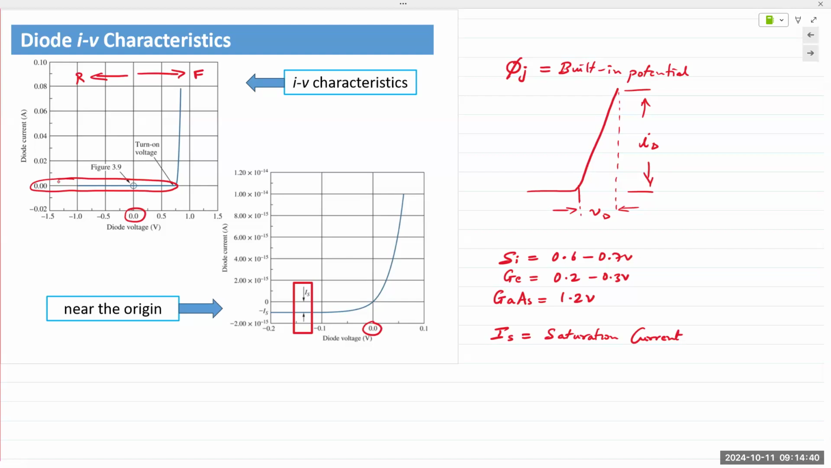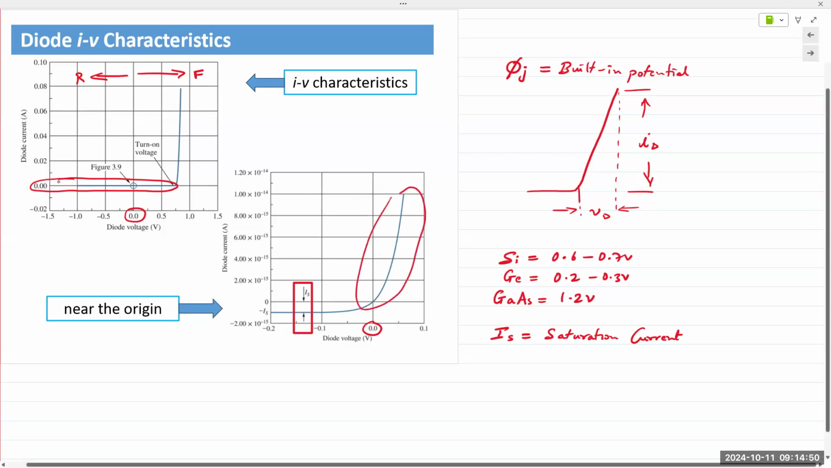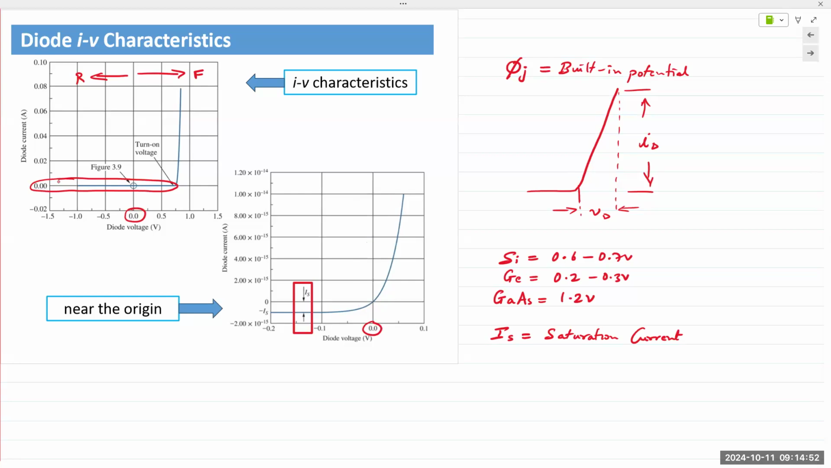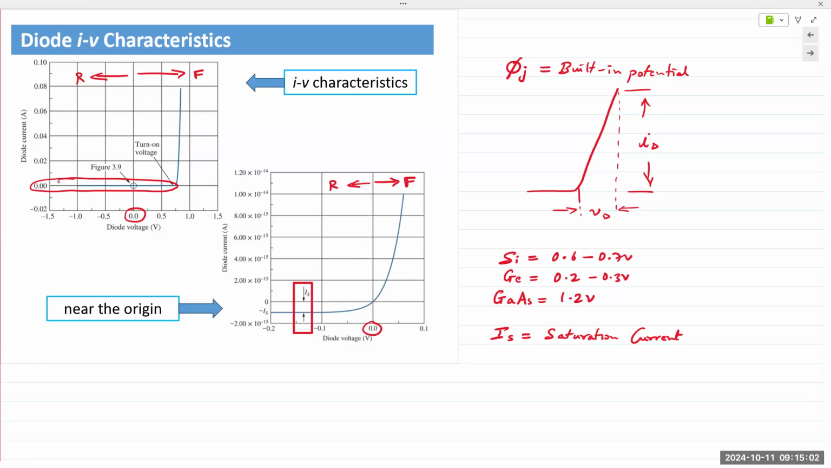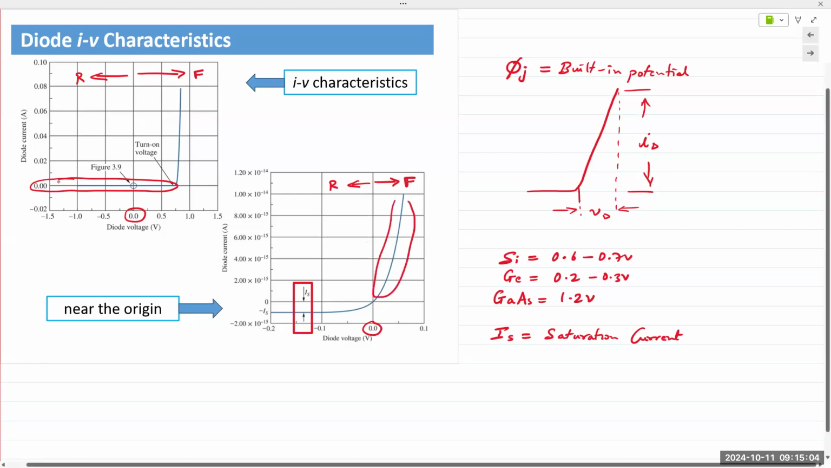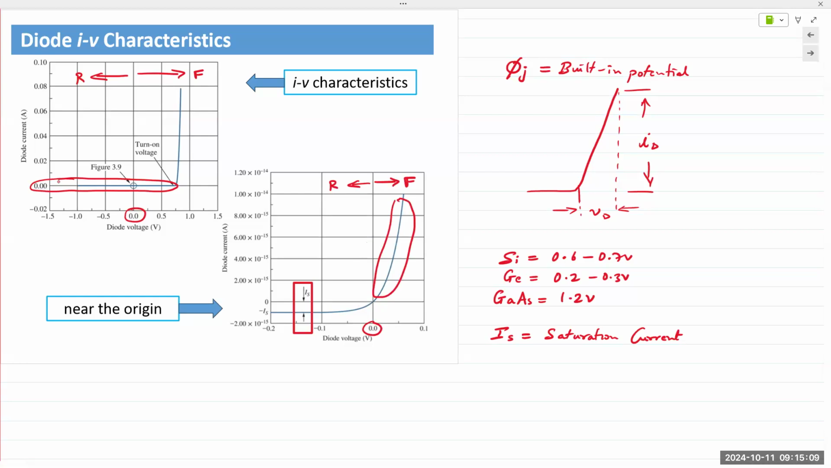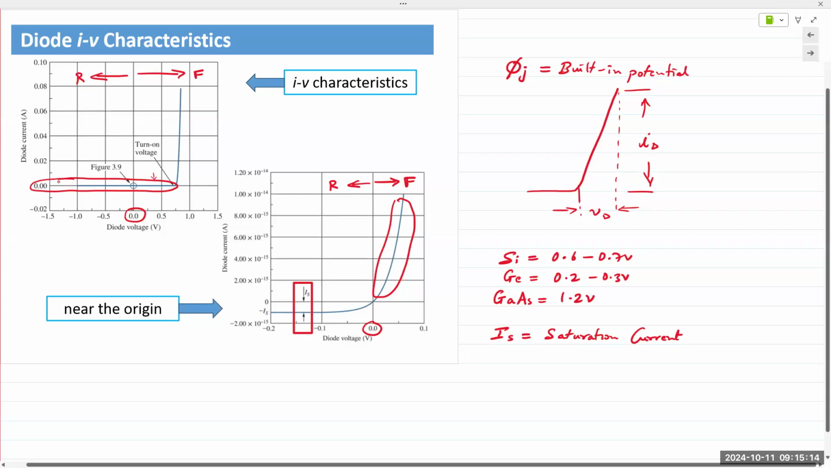Even in the forward bias, you can see in the zoomed in image, this is just a close-up image, the second one, it has, let me write it out, forward and reverse. The characteristic passes through the origin. If diode voltage is zero, the current is zero. But you're seeing some positive value, right? Which is not the case here, right here.